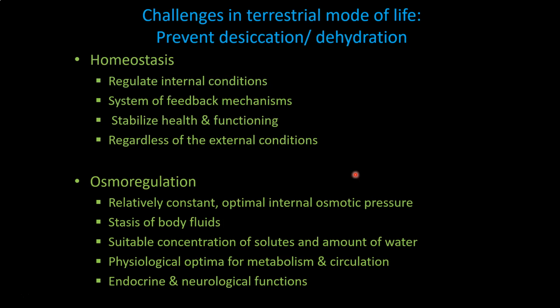and maintain their internal biochemical and physiological activities in optimal health condition. And that can happen regardless of what's going on in the external environment. So osmoregulation is a form of homeostasis, right? In osmoregulation, animals attempt to maintain a relatively constant, optimal internal osmotic pressure. How? By having stasis, stability in terms of body fluids, gaining stability in terms of body solutes, and maintaining a suitable concentration of solutes and water inside tissues, inside cells, and in the extracellular space.